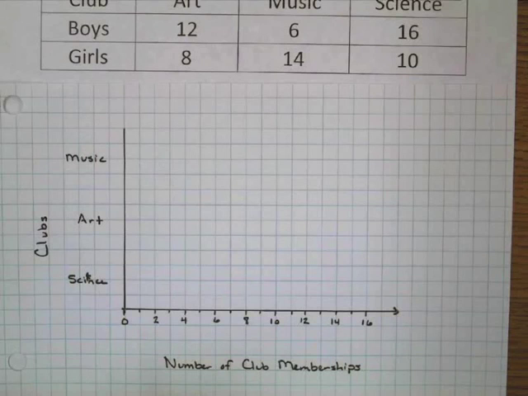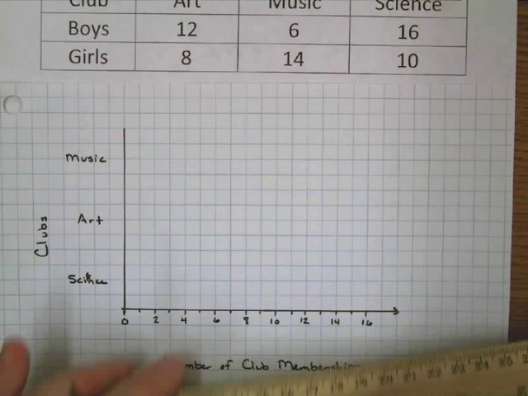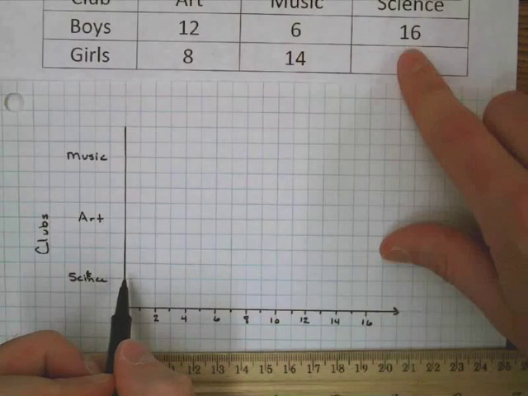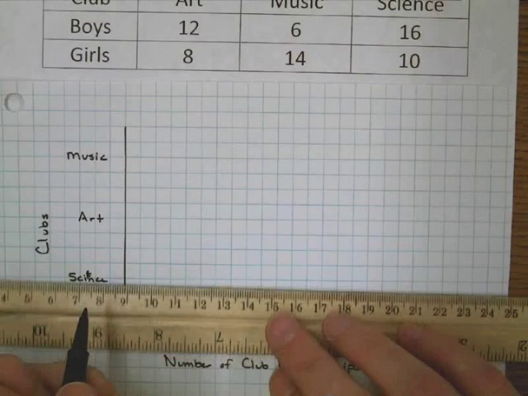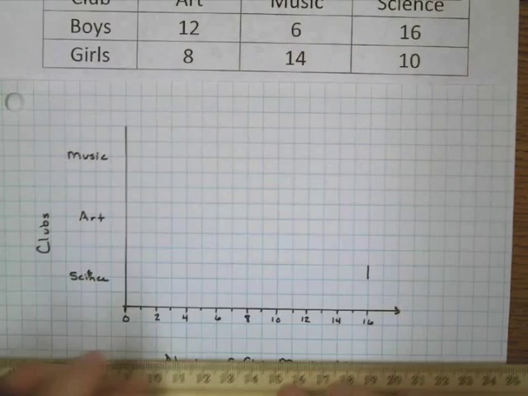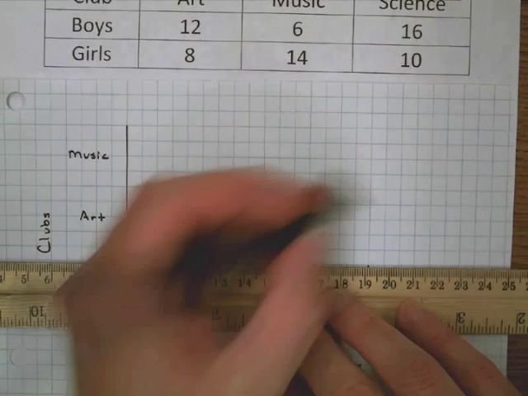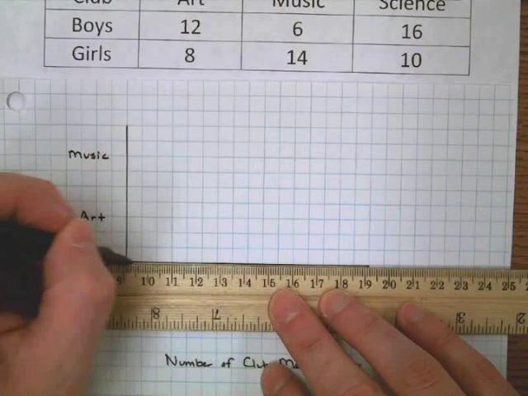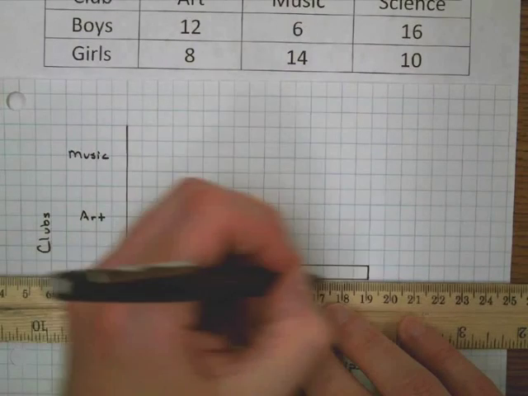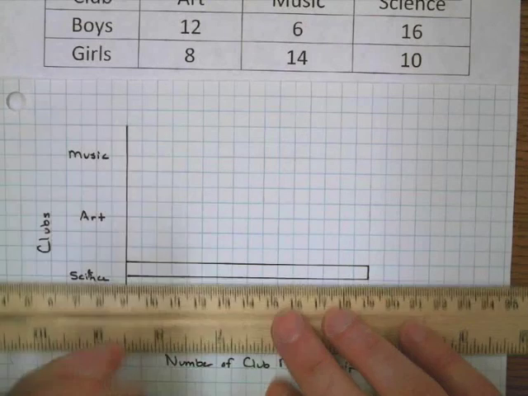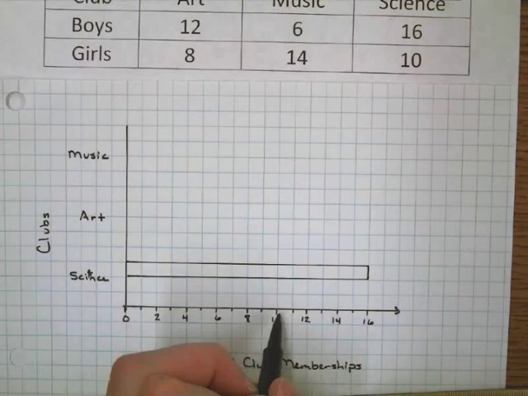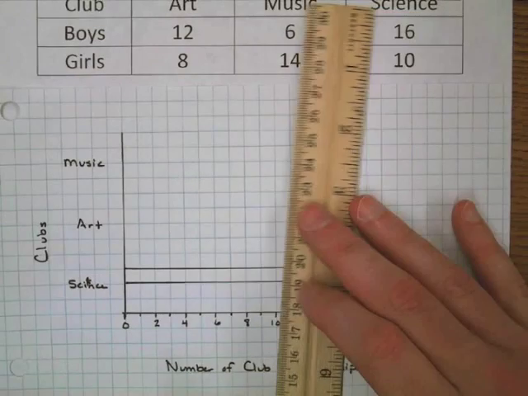So we're going to look through, and for science, let's do science first. Well, science here, for boys, they had 16 memberships there. So that is going to be right here. I'm going to use my straight edge just to keep things nice and precise. And the bar here is just going to be one unit width. And for girls, that was 10. So that is right here.